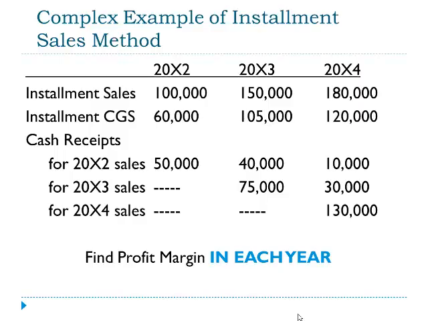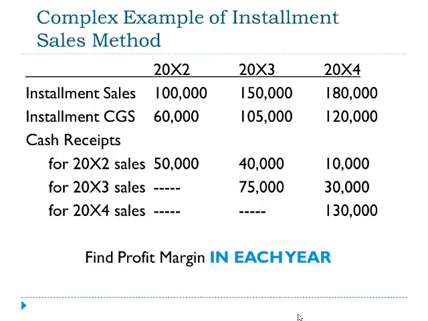In 2003, we had installment sales of $150,000, and if you look under cash receipts for 2003 sales, we had cash coming in of $75,000 in 2003 and $30,000 in 2004. This is not fully paid. There'll be more cash coming in 2005.